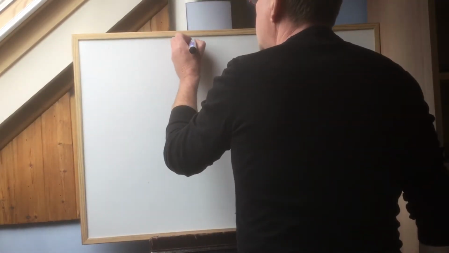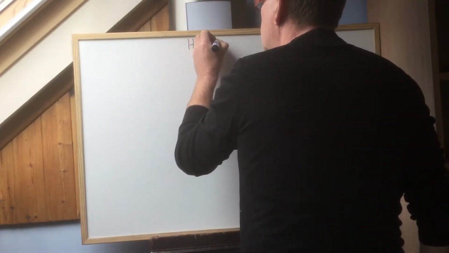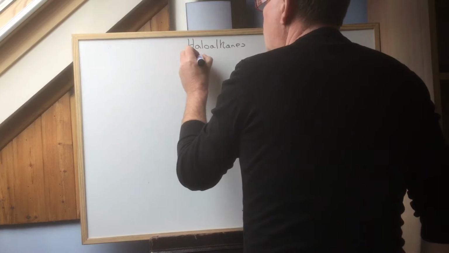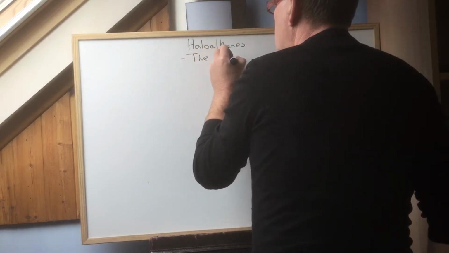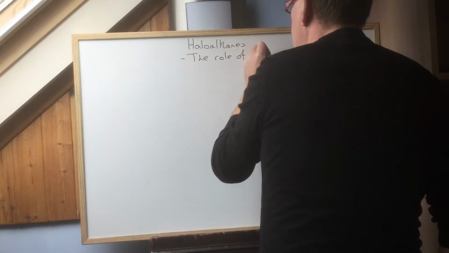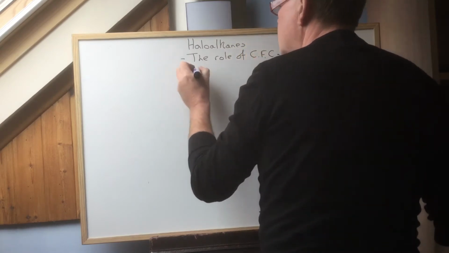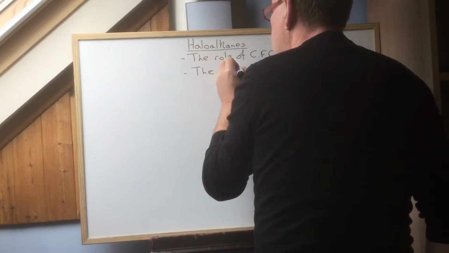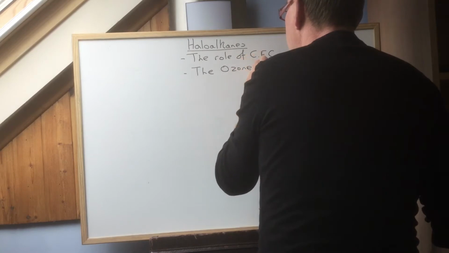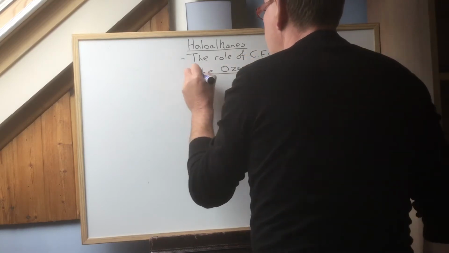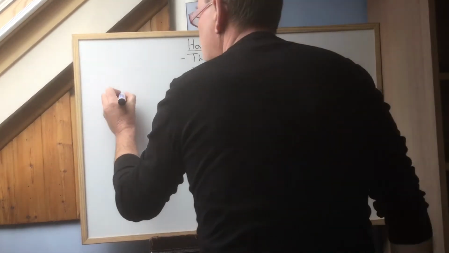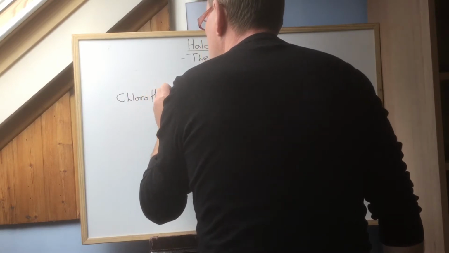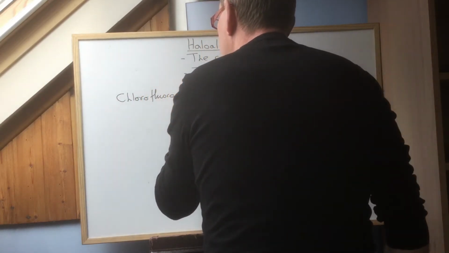So, haloalkanes. The role of CFCs in the ozone layer. Okay? Right, role of CFCs. CFCs are chlorofluorocarbons.